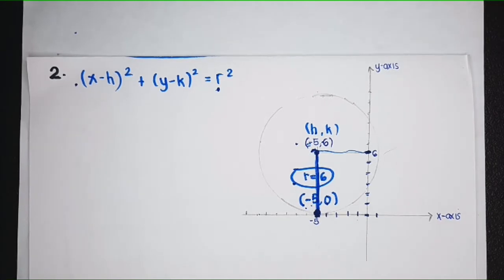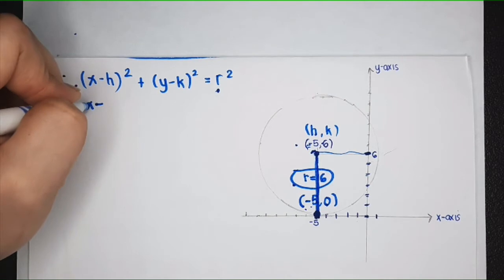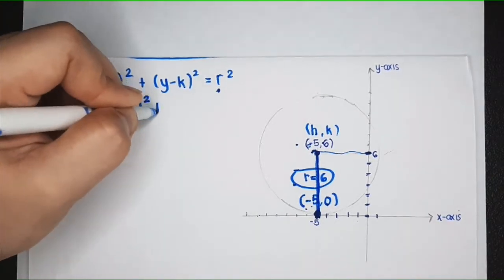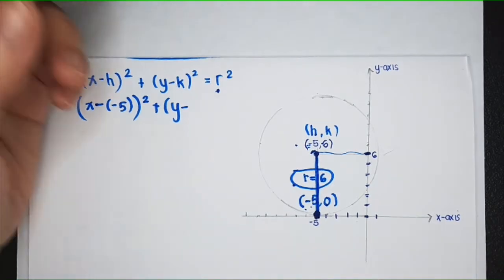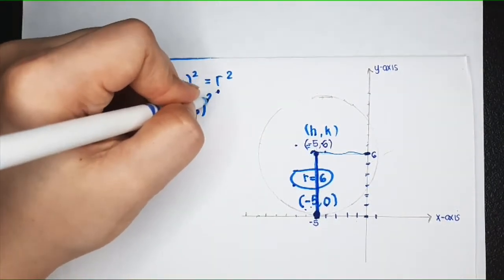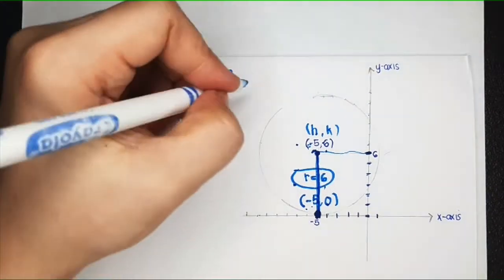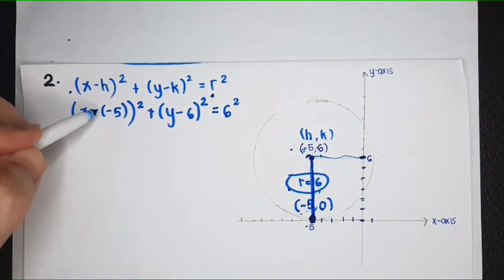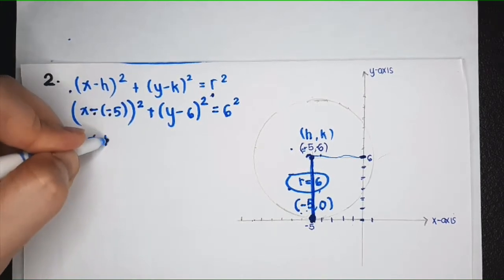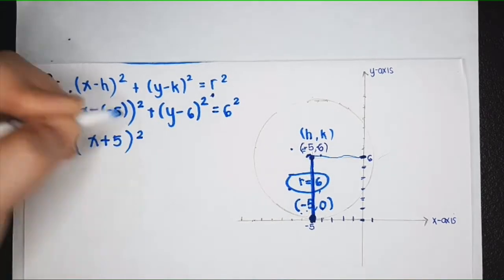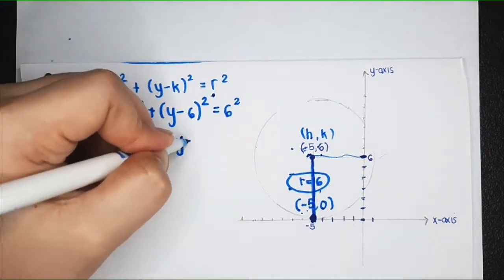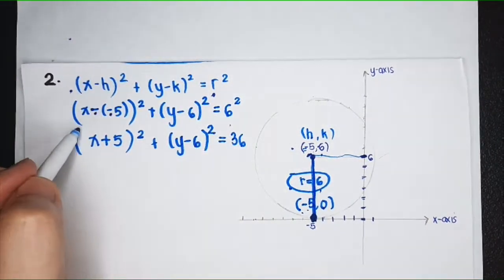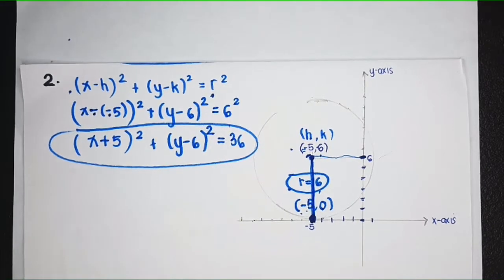You have the center, you have the radius, so you can get the standard form of the given circle by substitution. So let's do it. x minus, what is h? Negative 5, squared, plus y minus, what is k? 6, squared, equals, what is r? 6. So you have 6 squared. And then we simplify. What is x minus negative 5? It becomes x plus 5, squared, plus y minus 6 squared equals, what is 6 squared? 36. So this is the standard form of the given circle.